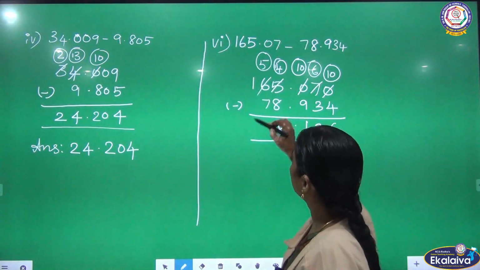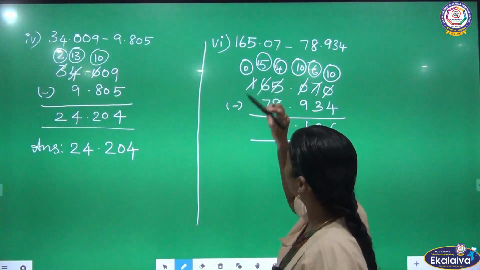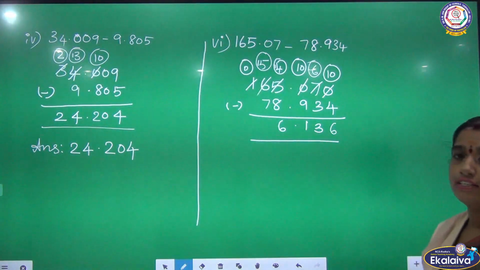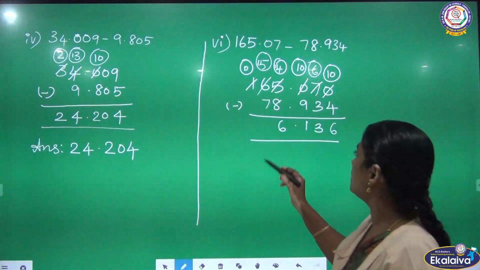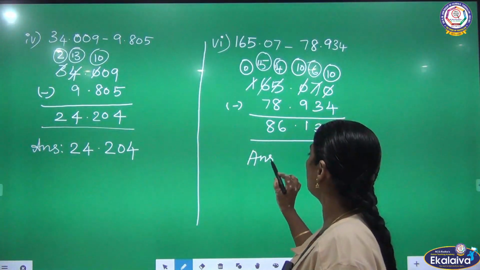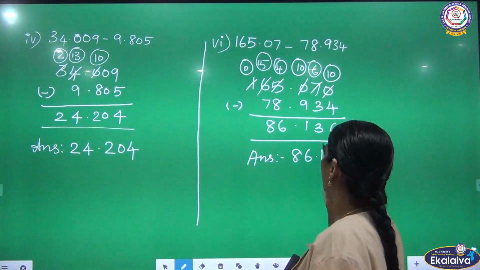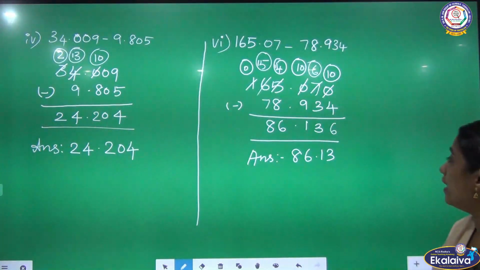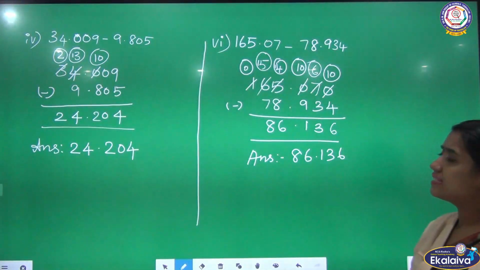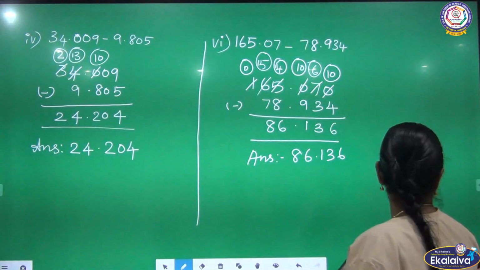Again 5 minus 7, which is 0 and this is 15. Got it? So 15 minus 7 is 8. So 0 is there, you leave it at 0. So 86.136 is your answer. Is it clear, children? Shall I move on to the next one?